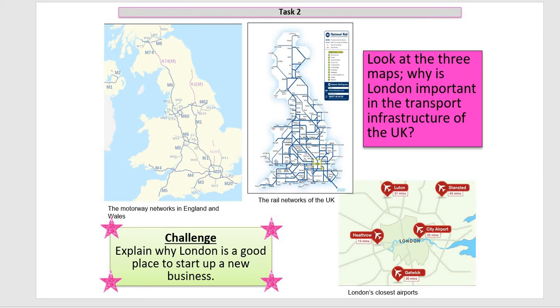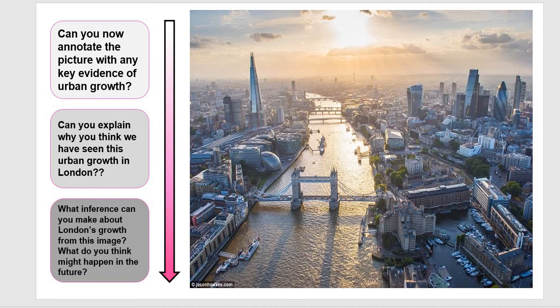So if we take a look at a photo of London and its skyline, okay, we've got the picture here. We've got some little tasks to do. Now, if you've got a printer, you could always print this out. If not, you can just do notes in your book. But what I want you to think about is, what evidence can you see of urban growth on this picture?